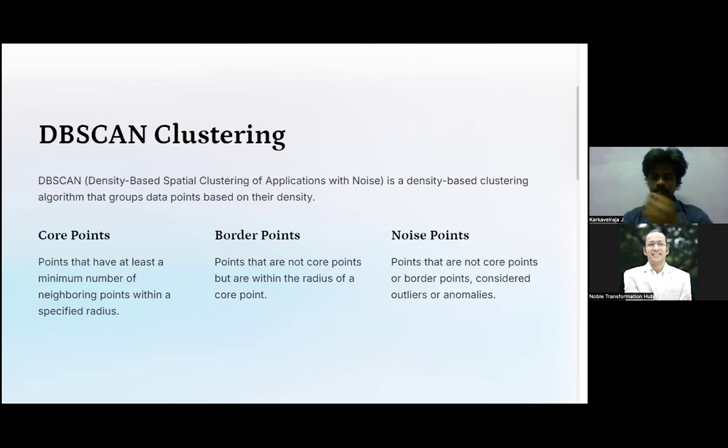Core points are the points which have a minimum of 5 neighbors, and then border points are not core but are within the radius of the core. They are within the radius of the core, that's border. And noise is noise. You know what is noise? Noise is just noise. It has no value and no meaning for that particular objective function. Okay, that's great. So this is what the DBSCAN algorithm is about. Let's move on to the next.